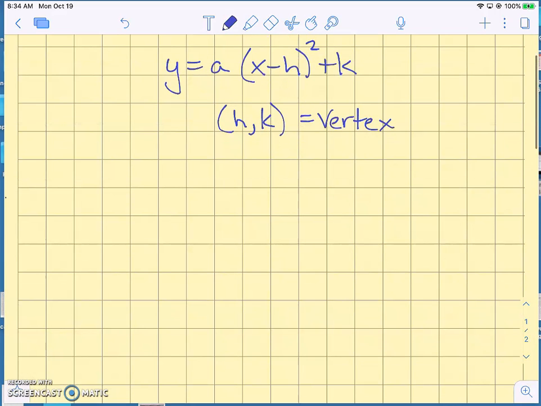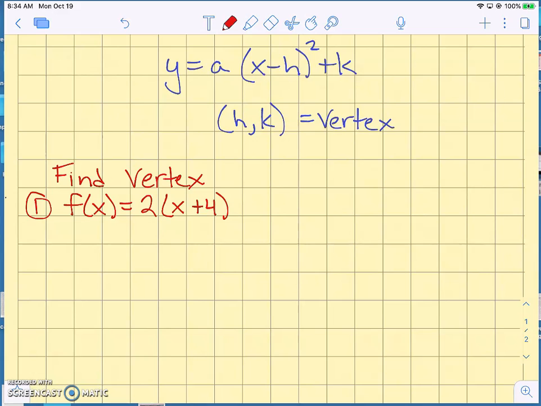So let's take a look at a couple problems here. Let's say you are asked to find the vertex. The first one we're going to look at: let's say you needed to find the vertex of f(x) equals 2(x plus 4) squared minus 6. Right away, this is in that h and k form, so we have our h and our k. But remembering that our vertex is the opposite, it's like saying this goes to the left 4 and down 6. So our vertex is (-4, -6).